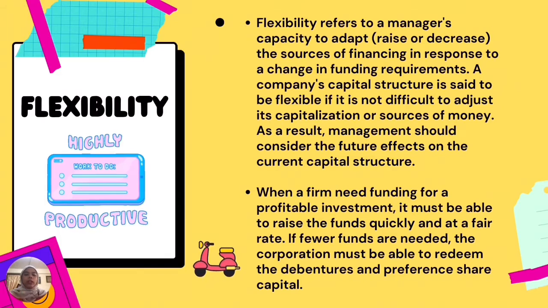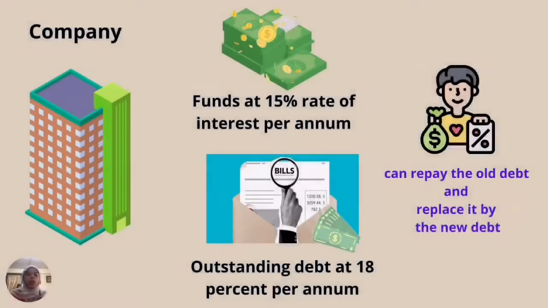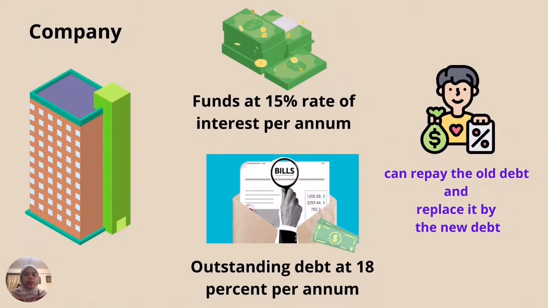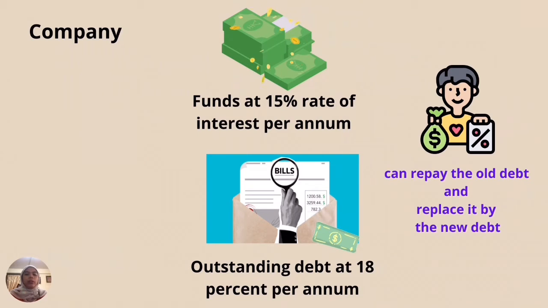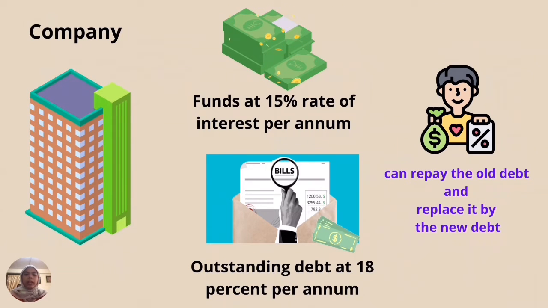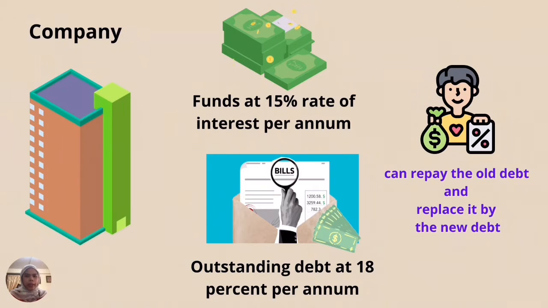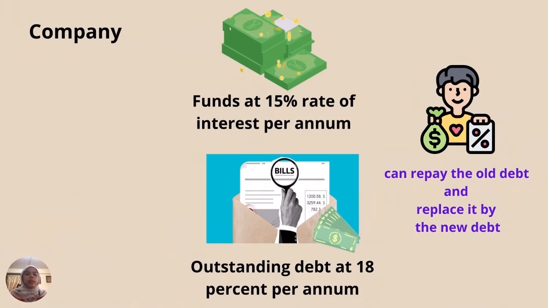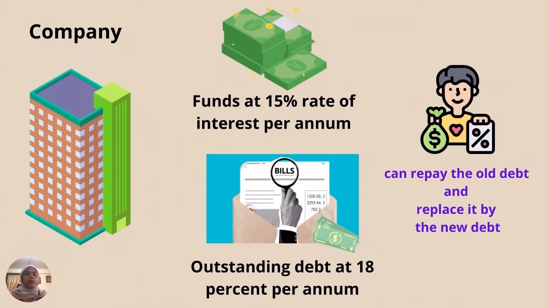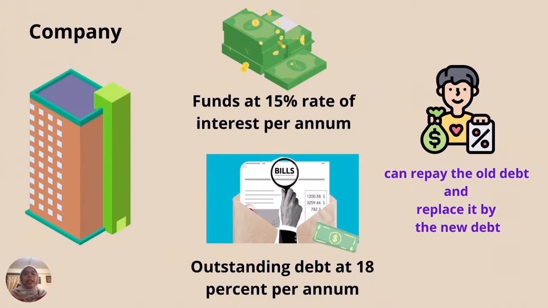Whenever a company needs finance for profitable investment, it must be able to raise necessary funds without delay and at reasonable cost. If less funds are required, the company must be in a position to redeem the debentures and preference share capital. For example, if funds are available at 50% rate of interest per annum, but the company has outstanding debt at 80% per annum, the company can save in terms of interest expenses if it can repay the old debt and replace it with the new debt.